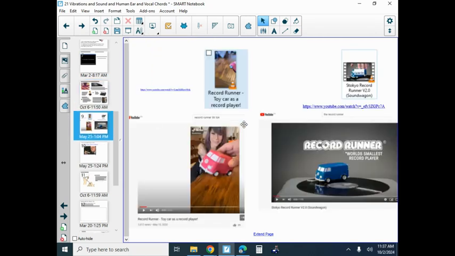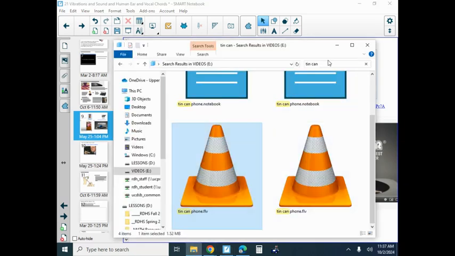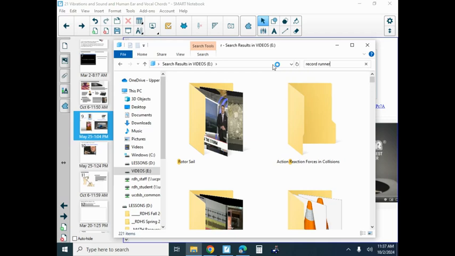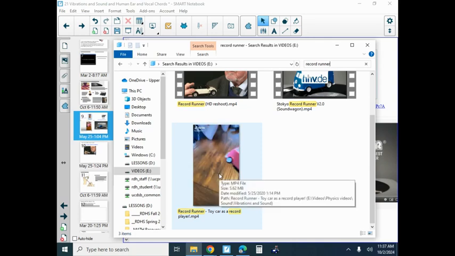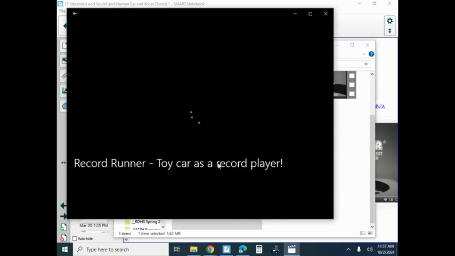And other little weird things the record runner might have seen on TikTok. There are neat little toy record players that are popping up on social media.